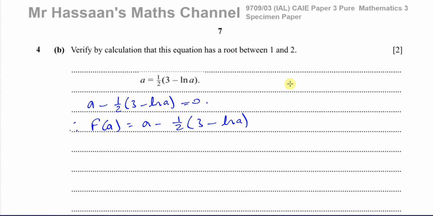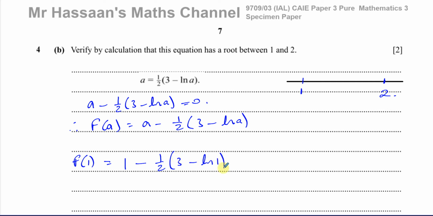Now the way to do that is as follows. We can choose the value of a as 1 and choose the value of a as 2. And what we do is we replace those values of a equals 1 and a equals 2 into this equation. So for example, what do we get when we put 1 into this equation? In that case, you're going to have 1 minus a half times 3 minus the ln of 1. Now that's going to give you 1 minus 3 over 2 minus 0. So it'll be 1 minus 3 over 2, which is 1 minus 1.5, which is minus a half. So we can see when a equals 1, you're going to be somewhere down here. It's going to be a negative value.